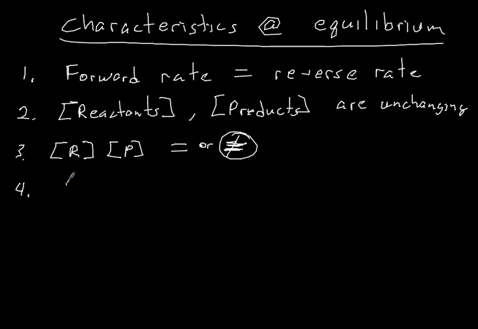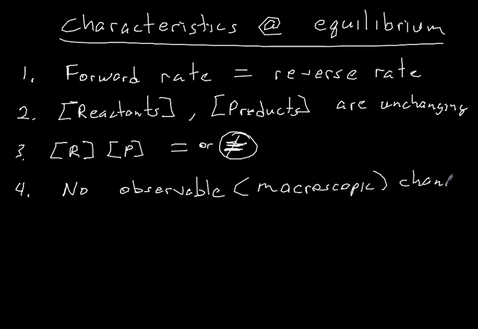At equilibrium, there is no observable change, or no macroscopic change. I already mentioned that there are atomic level changes. A is still reacting with B in the reaction. It just happens to be that the rate of A and B forming AB is the same as the rate of AB turning back into A plus B. And so there's no macroscopic change, but there are atomic level changes.